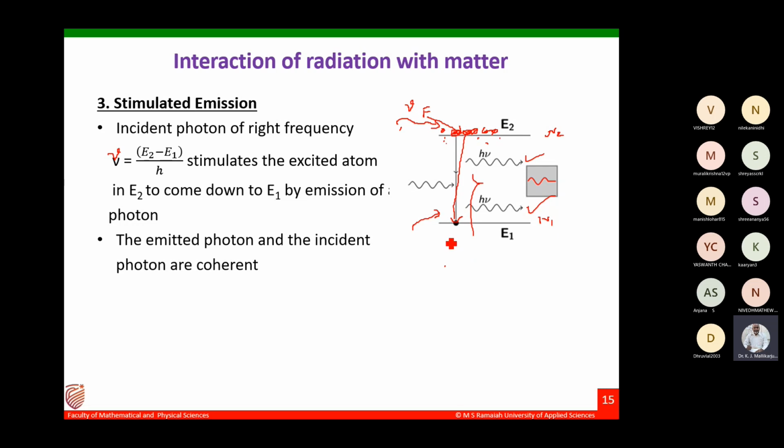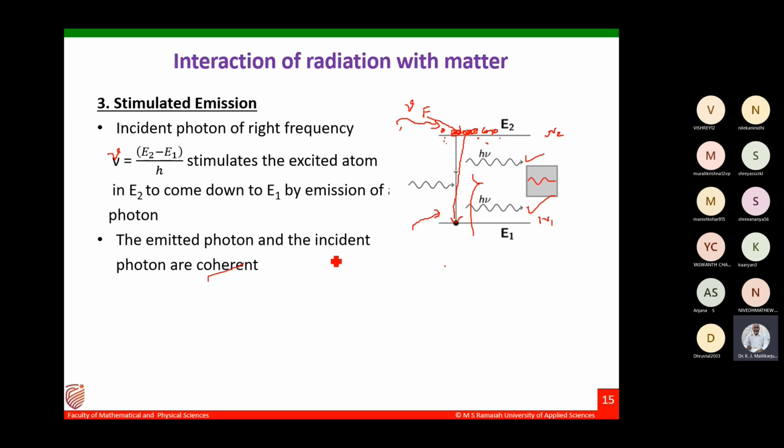It's actually a good example. You are getting identical ones. Therefore, there is a good correlation between these two photons because the process is one, but two photons are coming. Therefore, they are coherent in nature. And obviously, because the transition is happening from E2 to E1, they are monochromatic in nature. Obvious, right? Because the energy difference is the same, mu is the same, only one mu.